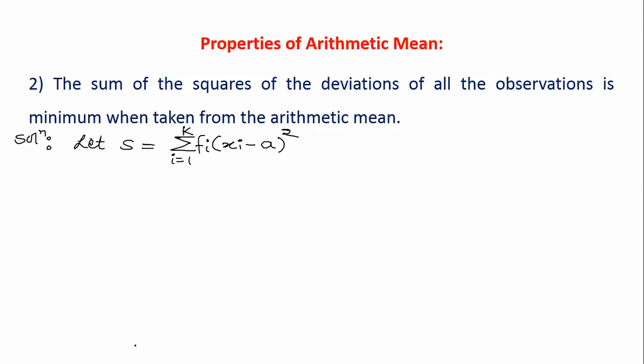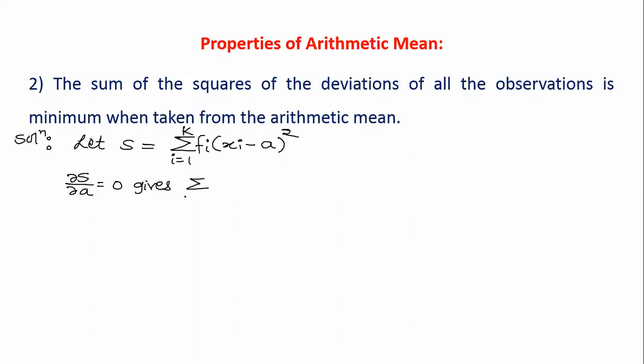So you must be remembering the theory of maxima and minima that you studied in semester 1, in M1. For that we have to take the derivative of this partially with respect to a. So what is that a for which this is going to happen? So here, delta S by delta a, and we have to put that equal to 0.